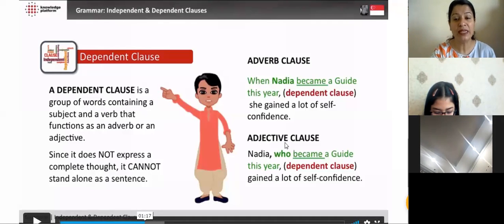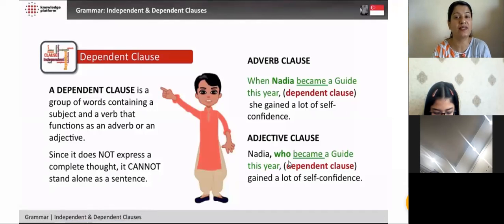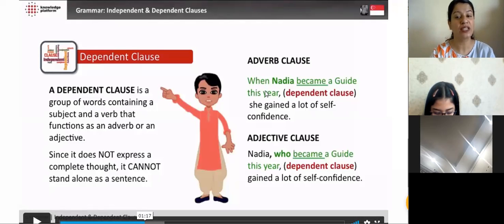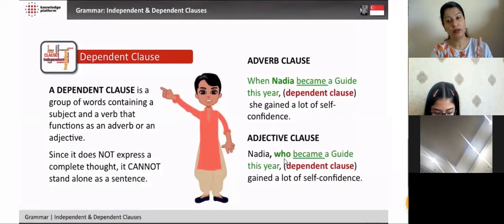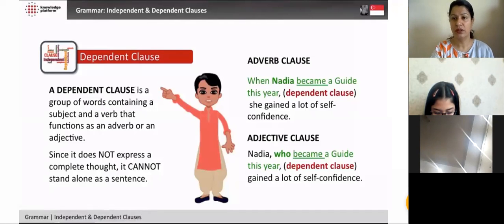All right. Similarly, in the second one, Nadia, who became a guide this year, remember, we have already done this in grade 6, where we introduced such clauses earlier on. Who is used for people, that is used for people, where and that is used for places, whose shows possession, okay? Whom is for objects. We have done this previously.